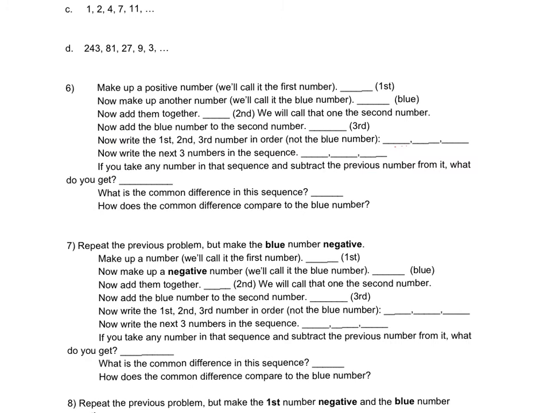So if you take any number in that sequence and subtract the previous number from it, so take this number and subtract the previous one, or this one and subtract its previous one, or this one and subtract its previous one, you should get the same number. Write that in there. So what is the common difference in the sequence, since that's what you just found?